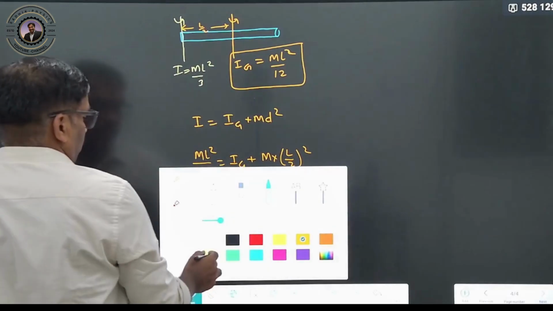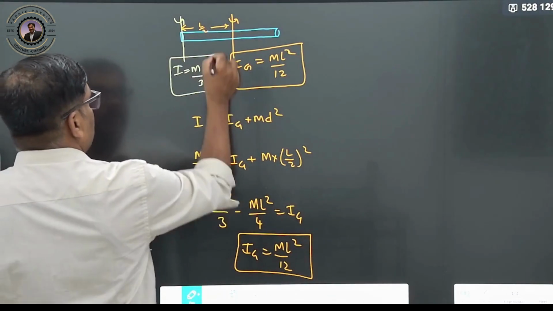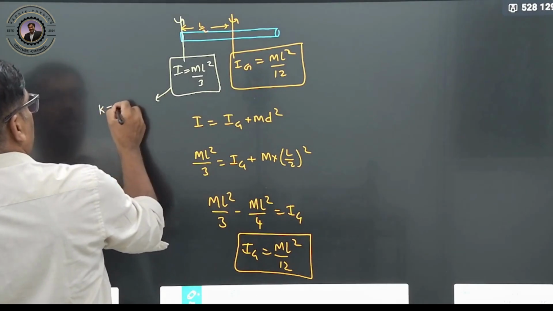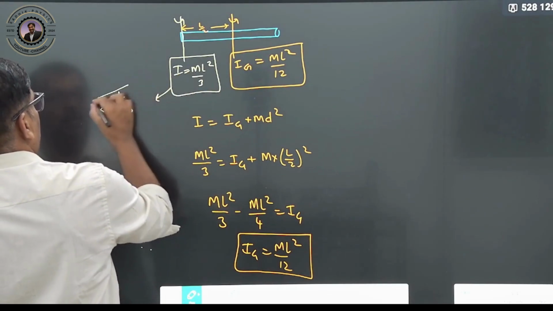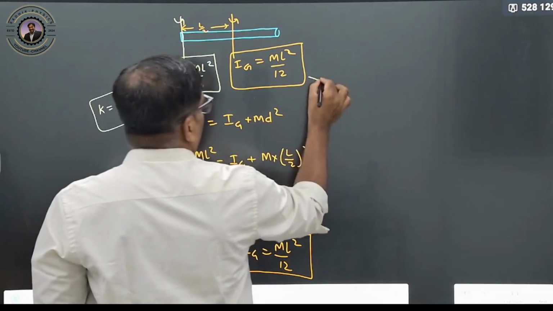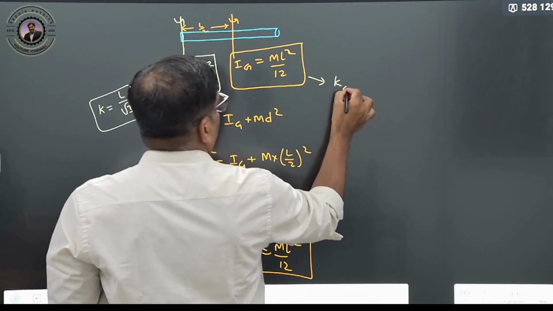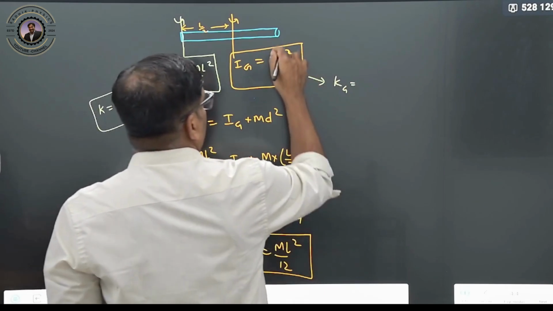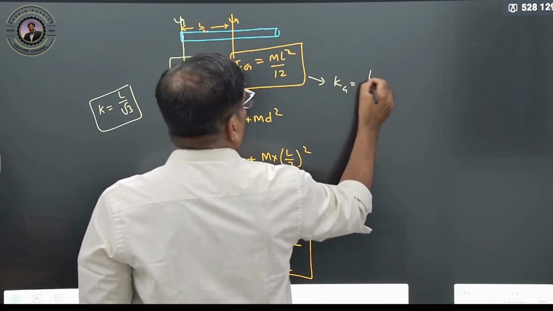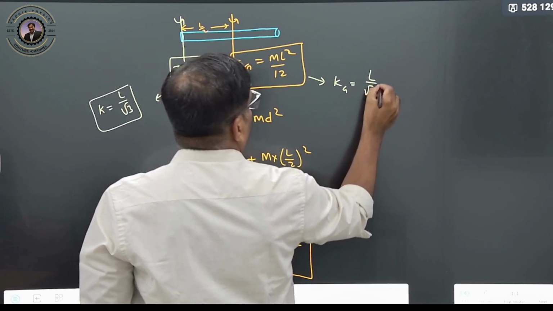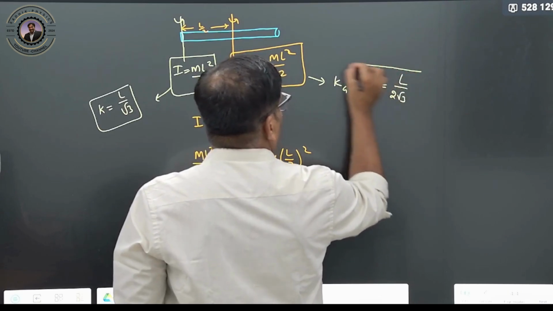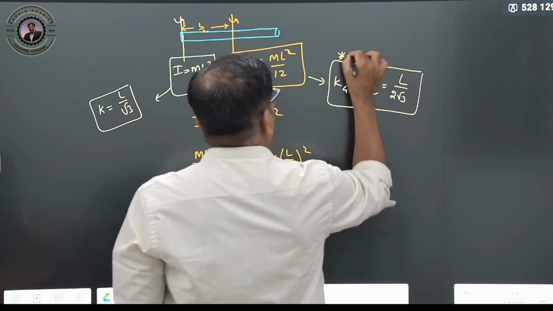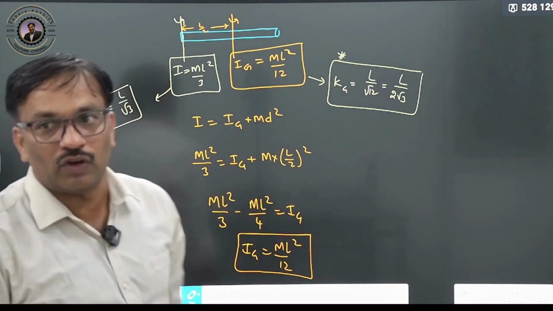They may ask you what will be the radius of gyration for this one. Very simple. It is k equals root of I by m, therefore L by root 3 will be the radius of gyration for the end axis. What will be the radius of gyration for the center axis? Kg equals root of I by m, therefore L by root 12. So L by 2 root 3 will be your radius of gyration here. Clear? So, this is for a uniform rod.